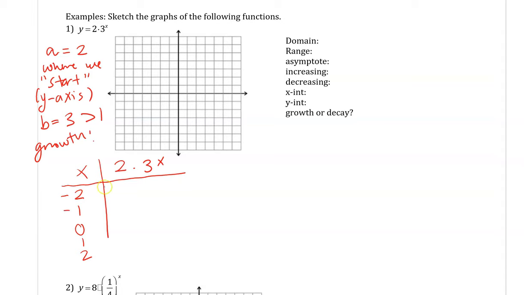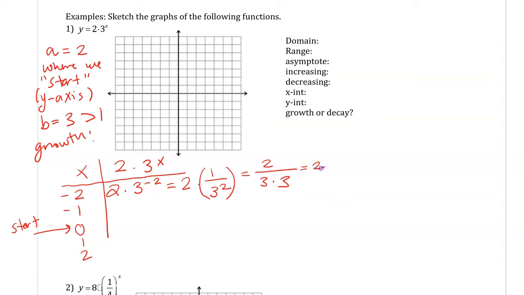So when I plug in negative 2 for x, that means I'm going to do 2 times 1 over 3 squared. Or you can think of that as dividing by 3. When you go back from 0, 0 is the starting point, using negative exponents, you actually flip the 3 over, bring it to the denominator, which is actually division. So that would be 2 over 9. Small number. When x is negative 1, that becomes 2 times 1 over 3. So it's like dividing by 3 one time. Also a small number, but at least it's a little bit bigger than 2 over 9.